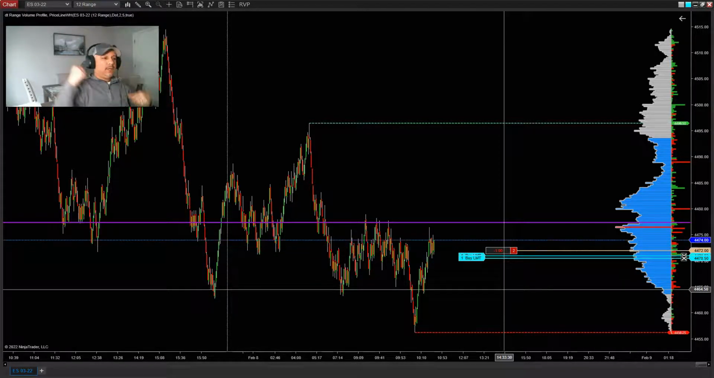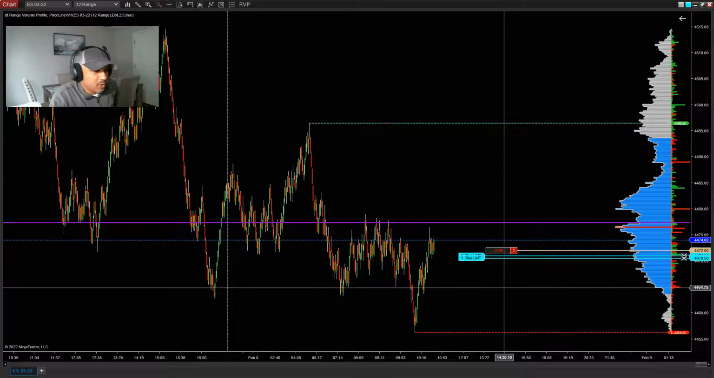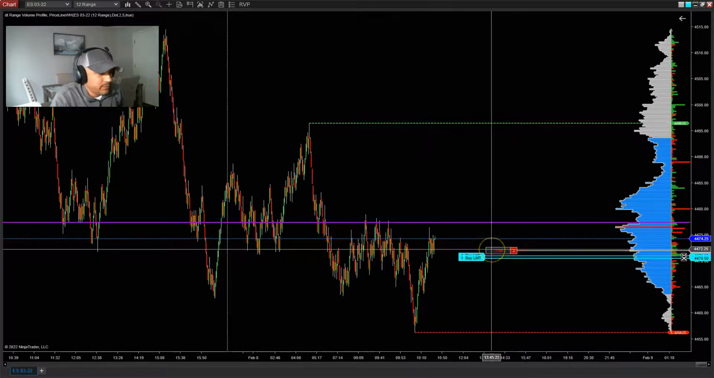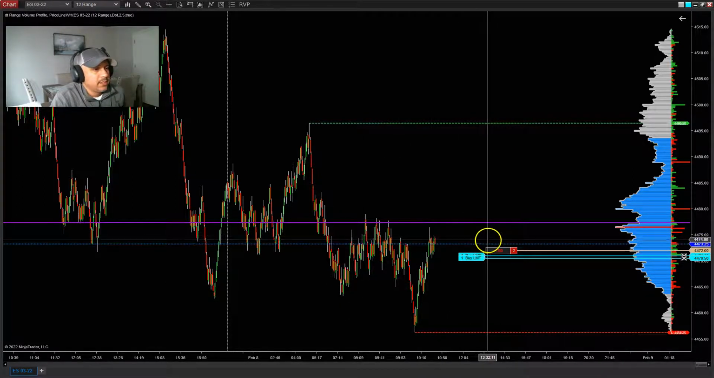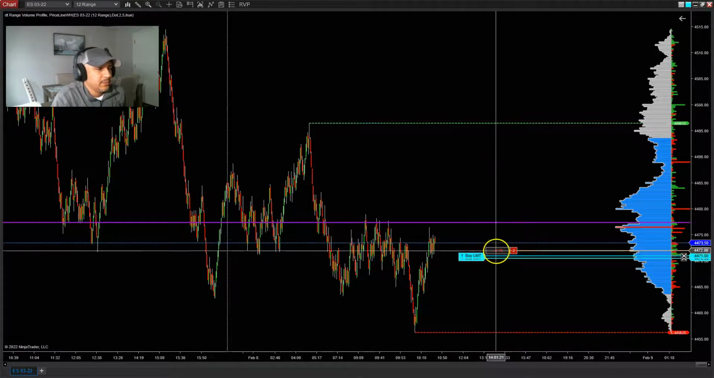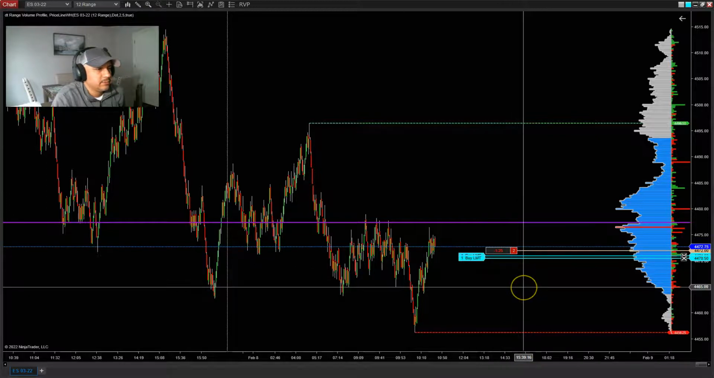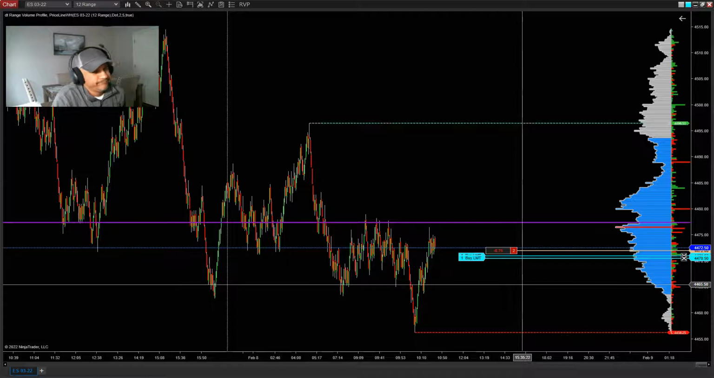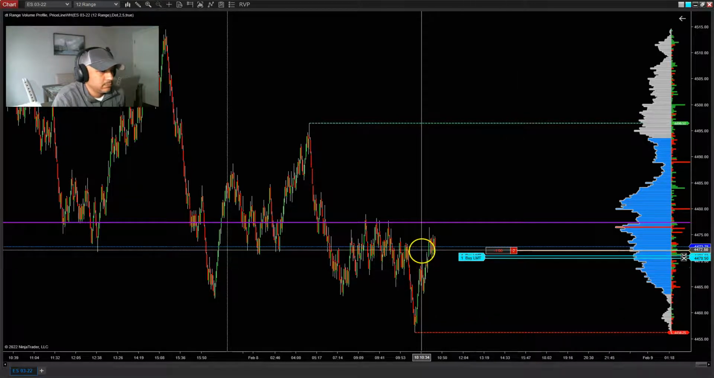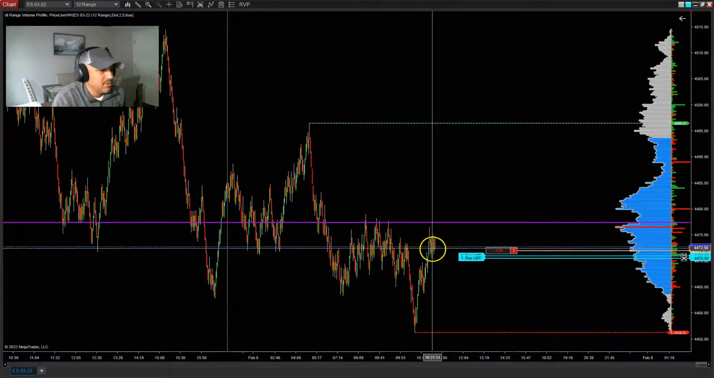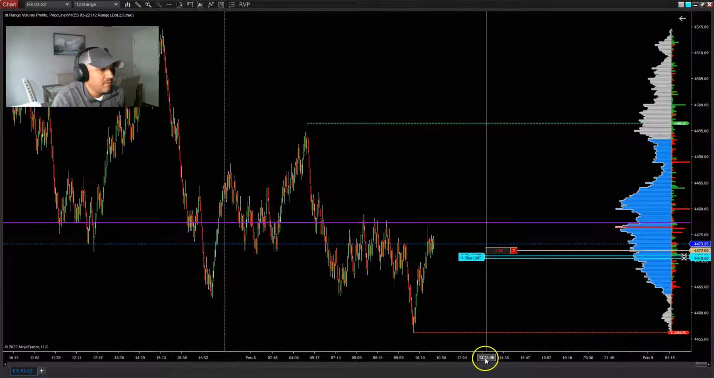So I sold from not the best area to be selling from. Need to sell from the top right here, the upper portion, not the lower portion of an area. It's just moving sideways right here, rotating back and forth, back and forth.